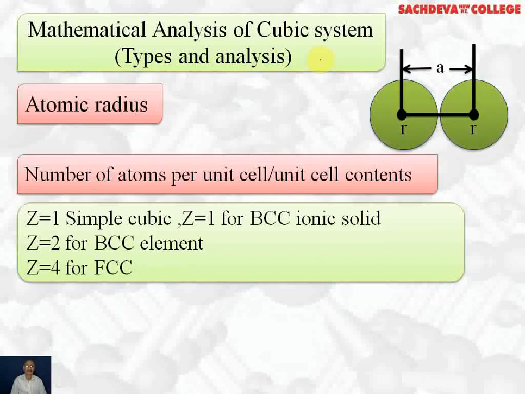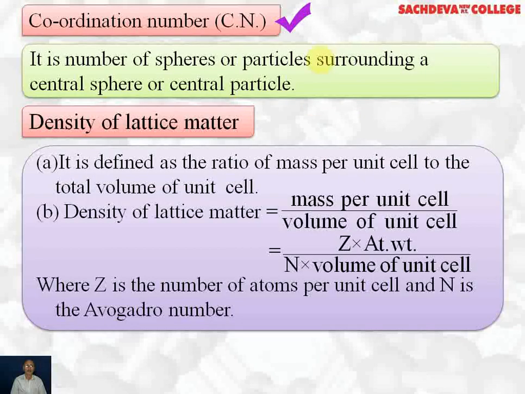Atomic radius. Atomic radius is half of the distance between the center of nuclei of two covalently bonded atoms. These green color balls are representing two atoms, and there is nucleus, the line joining the nucleus. So half of this distance is called radius. Coordination number. Coordination number is defined as number of spheres or particles surrounding a central sphere or central particle.